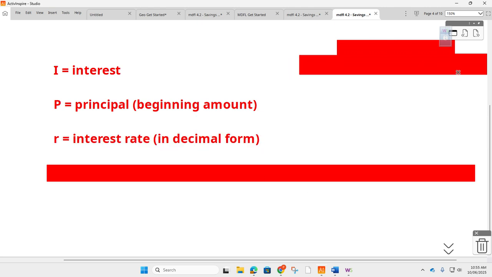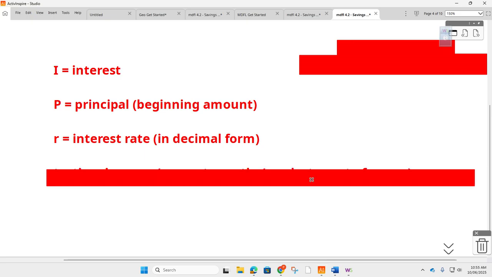So a lot of people just write R for interest rate here. It needs to be in decimal form. So you're going to divide that rate that you're usually given as a percent. You're going to drop the percent symbol and divide that number by 100. That's how you're going to find the interest rate in decimal form.